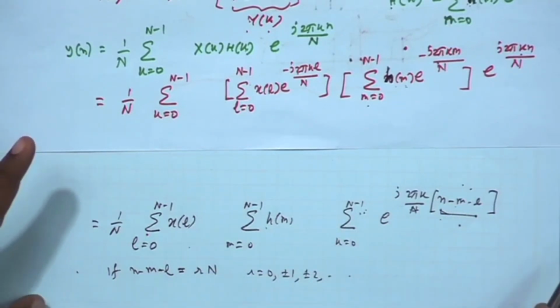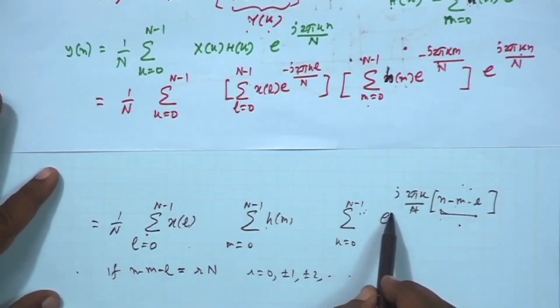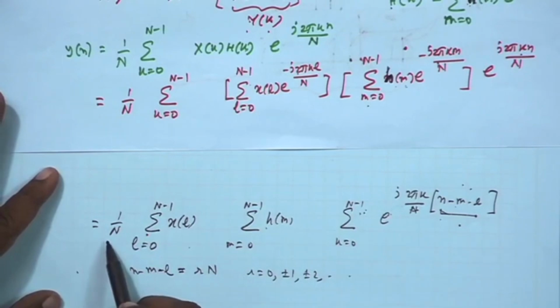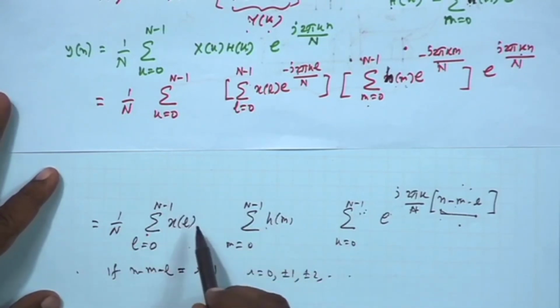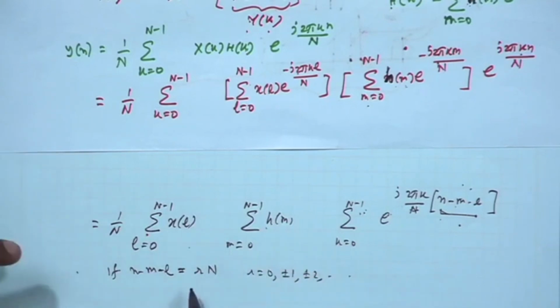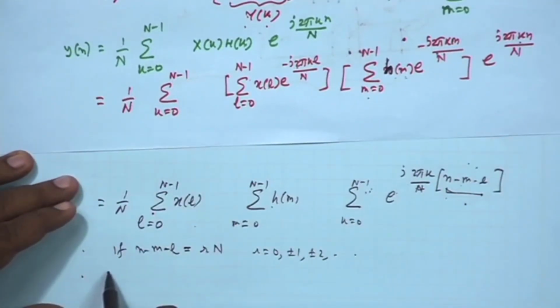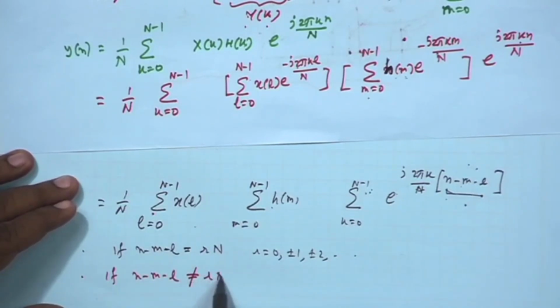In that case, what happens? This will give you capital N, and capital N cancels, so you have to carry out this summation. Okay, that will do. But suppose it is not. First let me do this case and then I will come to the other. Suppose it is not equal to this.